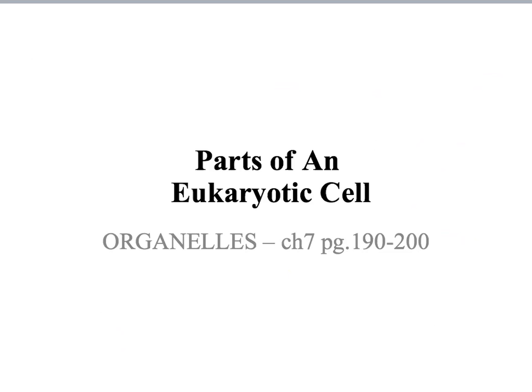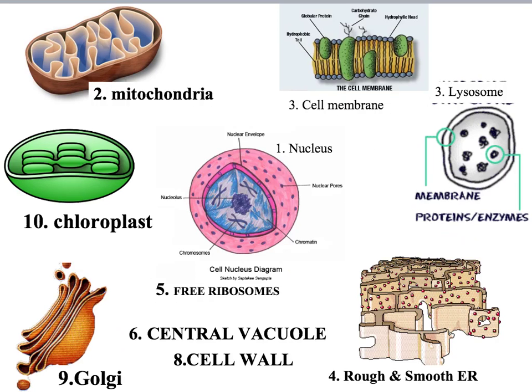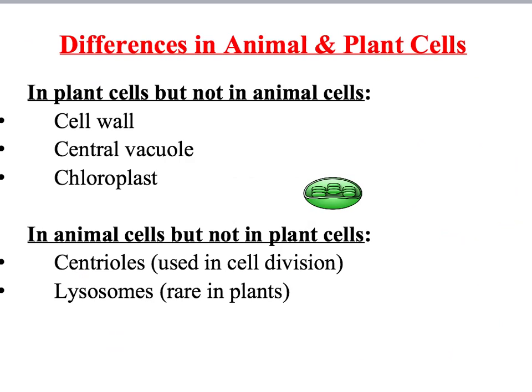The parts of the eukaryotic cells are as follows. We have many types of organelles with very different jobs. The main difference, and we're talking about eukaryotic cells, is that plant cells will have cell walls, central vacuoles, and chloroplasts. On the other hand, animals do have centrioles, which are not found in plants, and they also have lysosomes, which are very rare in plants.